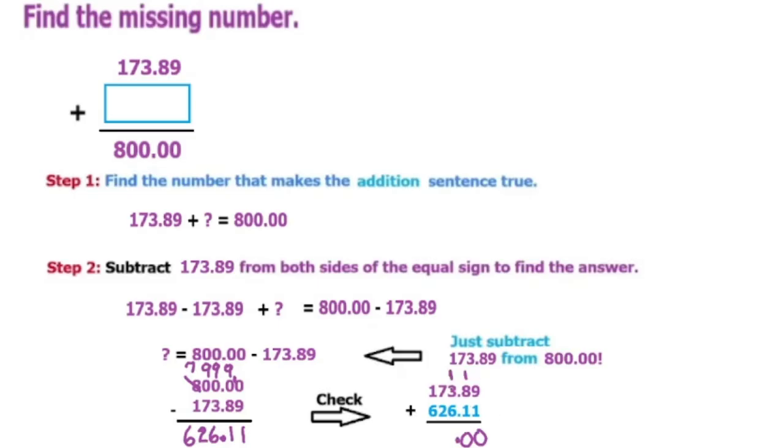6 plus 3 plus 1 is 10. Let's carry the 1. 7 plus 2 plus 1 is 10. Let's carry the 1. 6 plus 1 plus 1 is 8. So we got the right answer. That's how we know we did this correctly. Check.